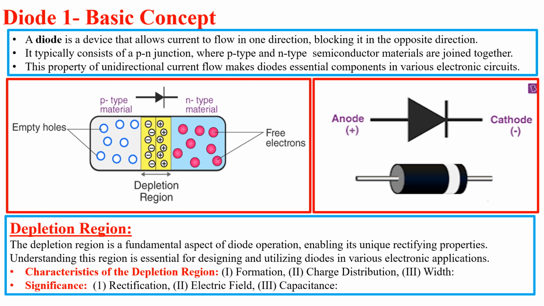The third characteristic is capacitance. The depletion region behaves like a capacitor. Its capacitance is influenced by the width of the region and the applied voltage, which is important in high frequency applications and in understanding the diode's switching behavior.